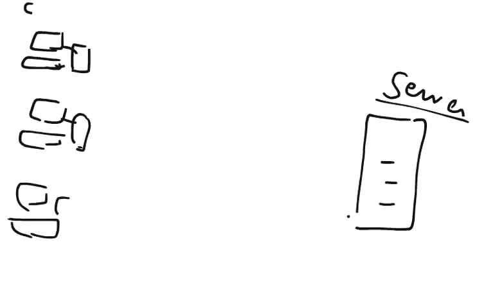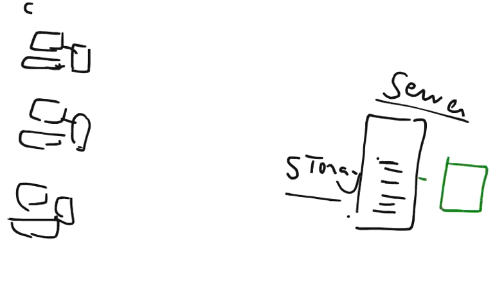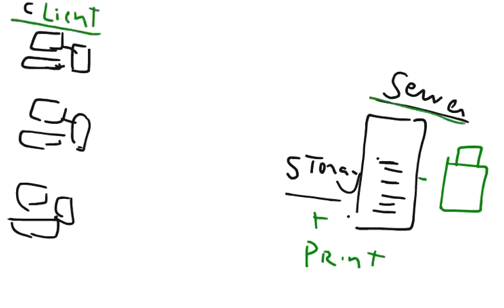So we have got 3 clients and a server, and this server has a lot of hard disk space, so it acts as a storage server in this case. And if we have a printer attached to this server, then this server also acts as a print server. So in this architecture we have clients and a server. That's why it is called client server architecture.